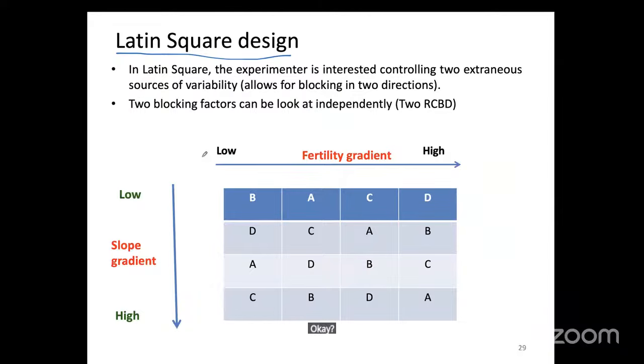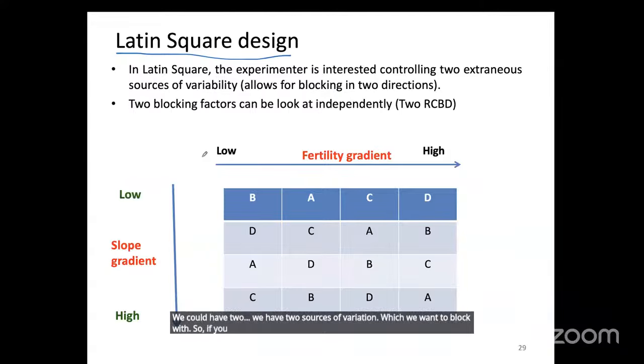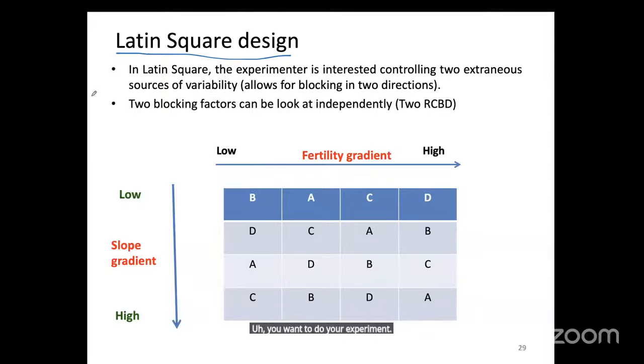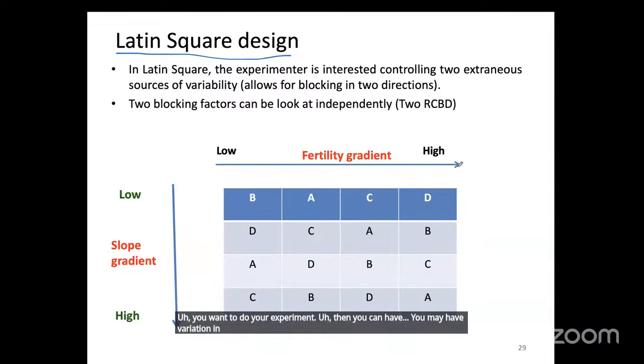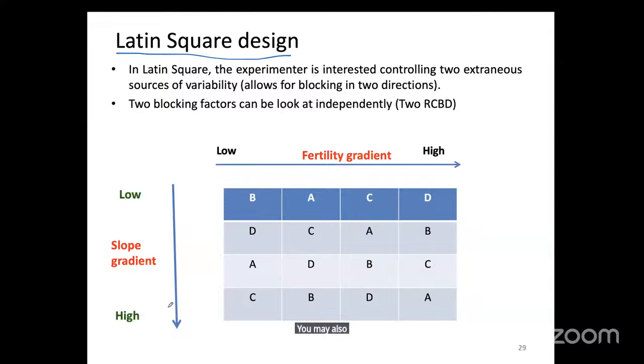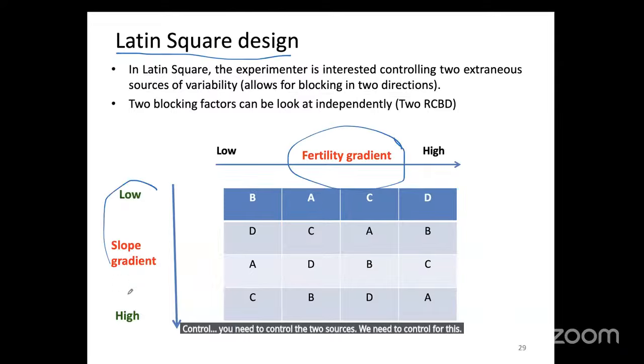Okay, so for Latin square, instead of having only one blocking factor, we could have two sources of variation which we want to block with. If you're given a plot of land where you want to do your experiment, then you may have variation in fertility gradients. You may also have variation in the slope. So you need to control for this, and you need to control for that.